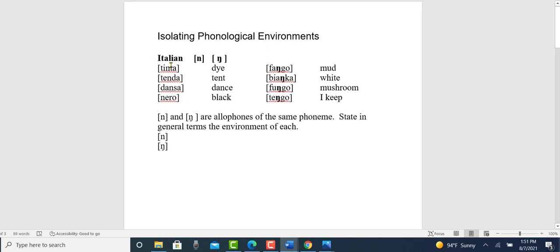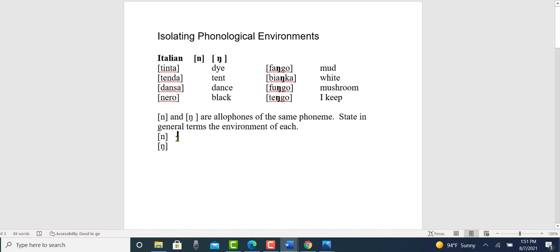So in Italian, we have the N and we have the eng. We have tinta, tenda, danza, nero. We have fango, bianca, fungo, tengo. So then the N and the eng are allophones of the same phoneme. State, in general terms, the environment of each.